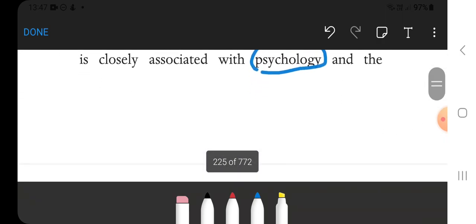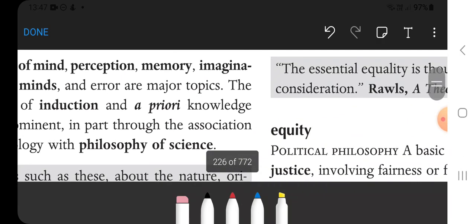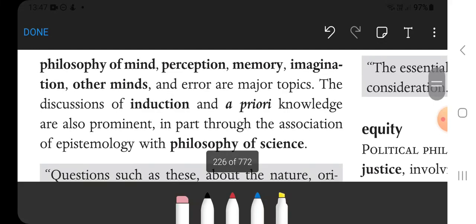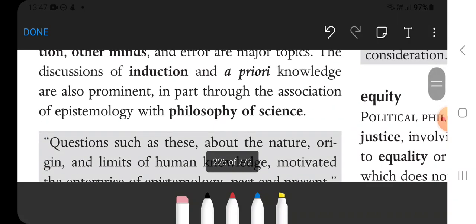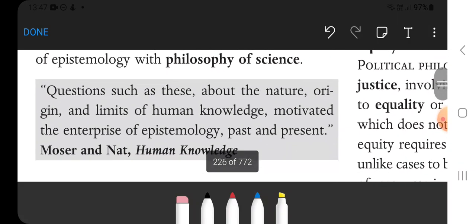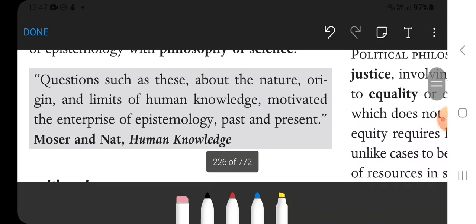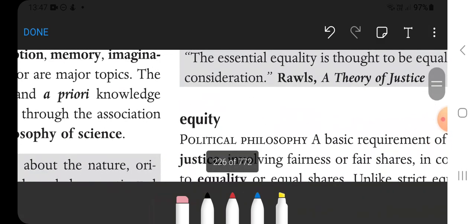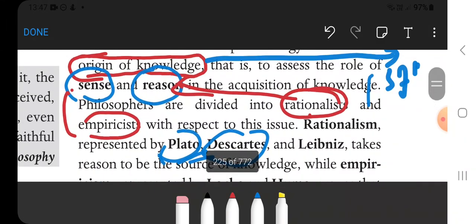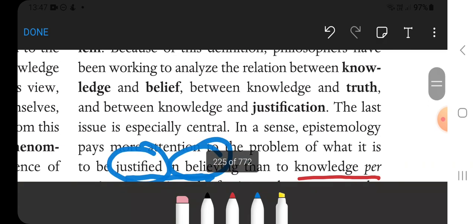Major topics in what? In epistemology as well, I guess. The discussion of induction and a priori knowledge are also prominent, in part through the association of epistemology with philosophy of science. And this is a quotation: Questions such as these about the nature, origin, and limits of human knowledge motivated the enterprise of epistemology, past and present.